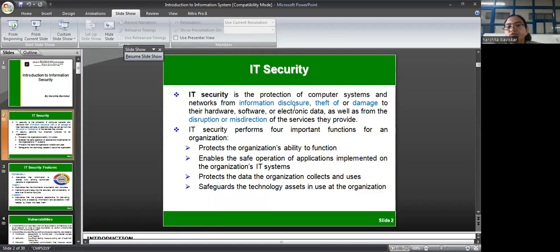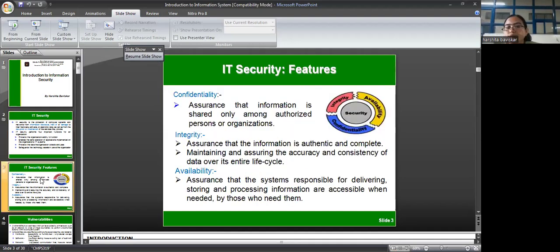IT security performs four important functions for an organization. It protects the organization's ability to function, enables the safe operation of applications implemented on the organization's IT systems, protects the data the organization collects and uses, and safeguards the technology assets in use at the organization. So these are some IT security functions which we have to keep in mind whenever we want to secure data for an organization.